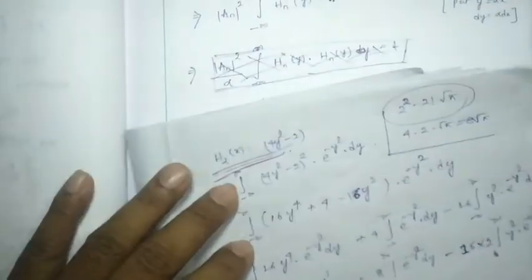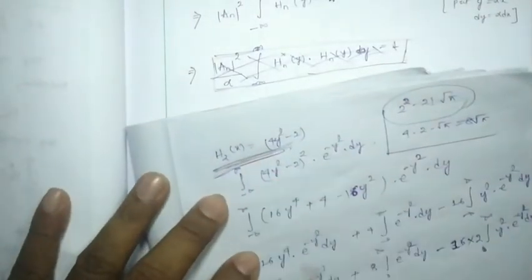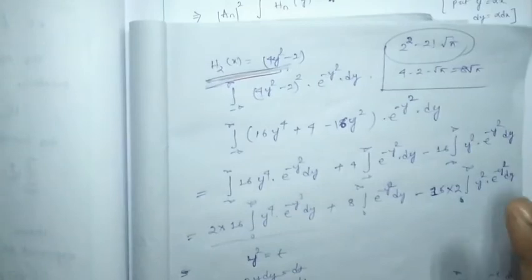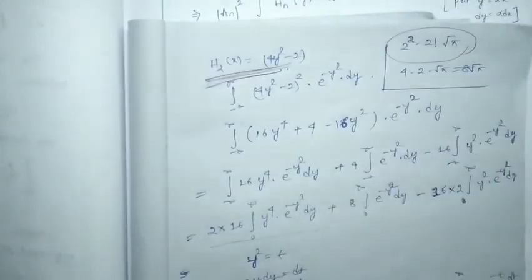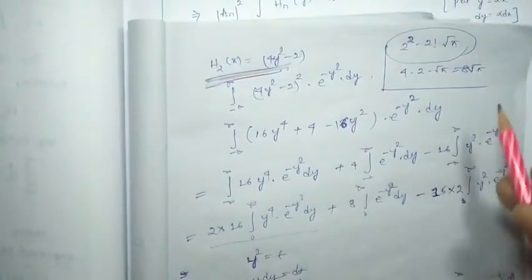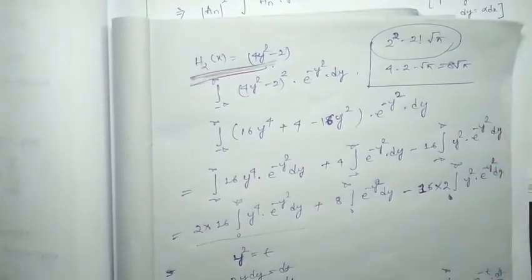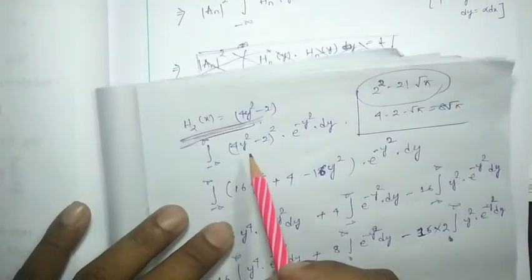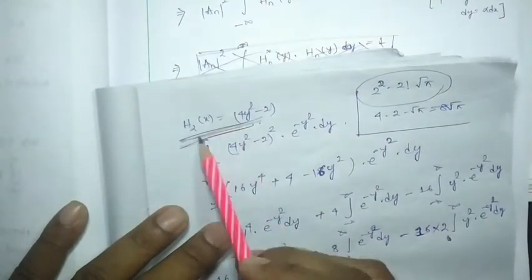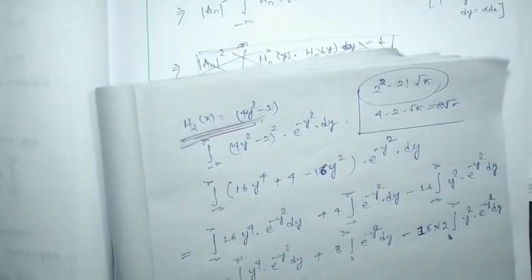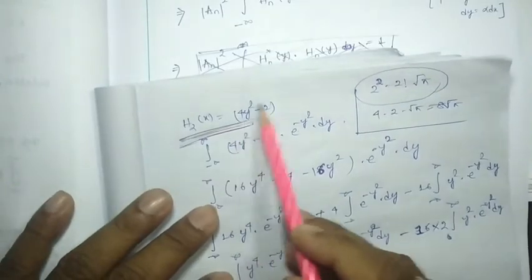And now we are going to consider h2x. See, I am not saying that you have to write this in your notes. This is only for your confirmation. You can write it in your rough work, or for your practice purposes. Now we are going to consider h2x, whose value is 4y square minus 2.